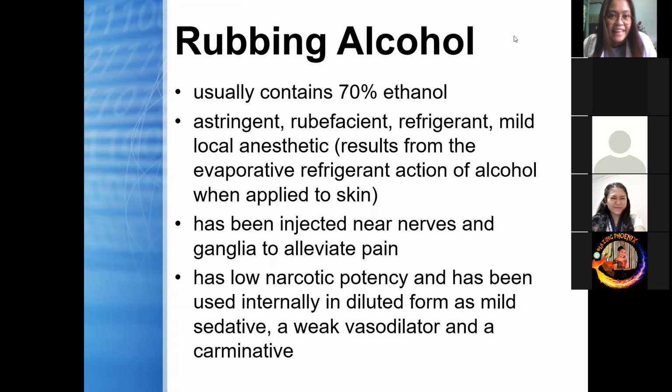Okay, asa na ta? And aside from that, rubbing alcohol is a carminative. Pag maingon kag carminative, anti-flatulence. Para mawala ang mga gas sa sulod. Mga hangin, like sa tiyan.